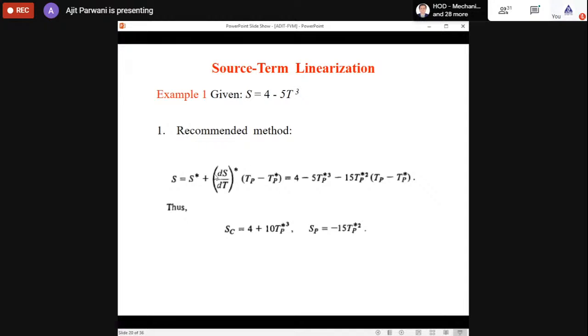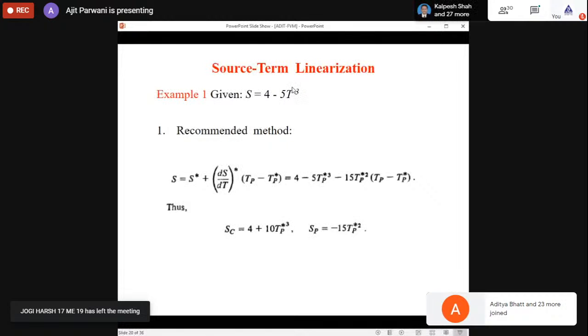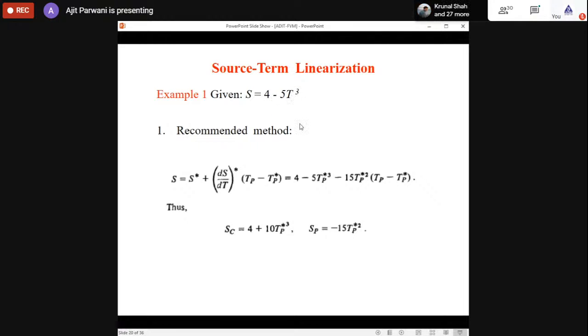I will tell you what it means, but first let me write down the star values. This is S star. S star means that the variable in S is the temperature, so put T equal to T star. So S star is equal to 4 minus 5 T star cube. Now dS by dT: differentiate this equation and put the value of temperature as T star, multiplied by Tp minus Tp star. If you do this, you will get this expression.